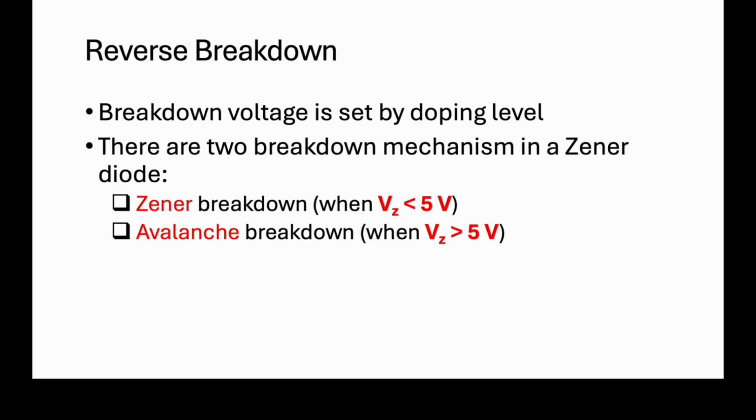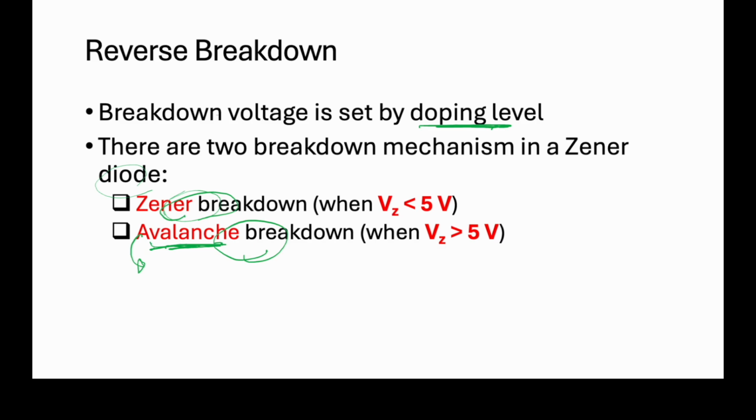reverse bias, reverse breakdown. The breakdown voltage is set by the doping level, as I mentioned just now. There are two breakdown mechanisms in a Zener diode: Zener breakdown and avalanche breakdown. Same as a normal diode, a Zener diode also has an avalanche region, where it will make the Zener diode damage, the same as the diode we learned before, where at the avalanche region it will overheat and damage the diode. Same goes for the Zener diode; although it works in the breakdown region, it has a limit.